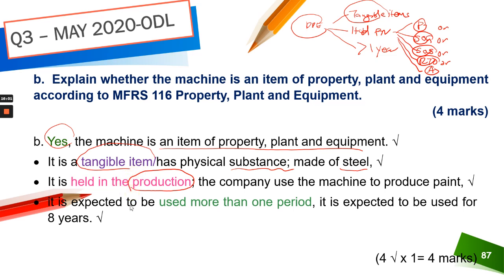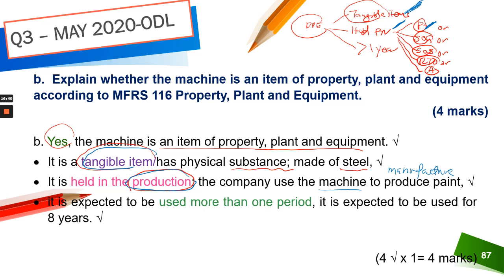So if you read here, the first one we have fulfilled. Second one, yes, but we do not need to fulfill all 5. As long as you fulfill any one of the 5 given there, it is fine. So it was used in production. It was a tangible item. What do you understand by the word used in production? Use the machine to produce paint, or you can also use the word to manufacture different types of paint for home and industrial use. You don't have to write that long.